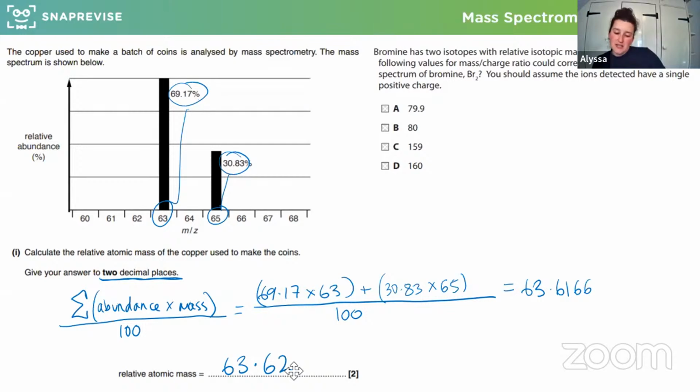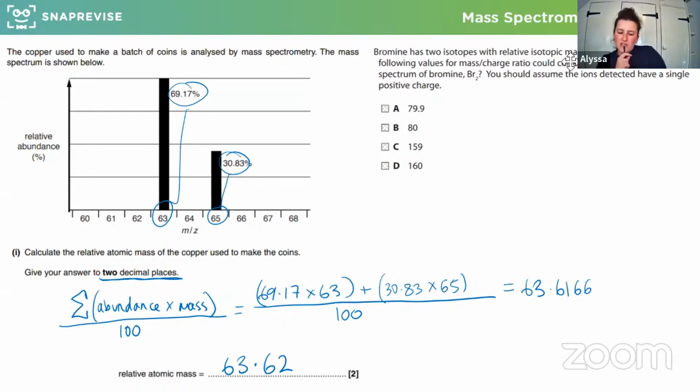The next bit of the question says, bromine has 2 isotopes with relative atomic masses 79 and 81. Which of the following values for mass to charge ratio could correspond to a peak in the mass spectrum of bromine, Br2? You should assume that the ions detected have a single positive charge. So this is where in some cases they can try to trick you, because if you've got a molecule, you can remove more than 1 electron. But here they specifically said you should assume the ions detected have a single positive charge. So they've only had 1 electron removed.